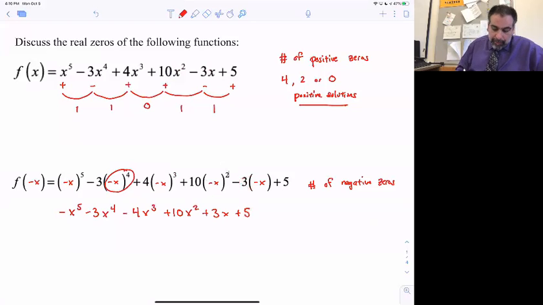So we are looking for the number of sign changes. So from here to here, actually, let me just really emphasize it. Negative on the first one, negative on the second one. On the third one, we're negative. Positive on the 4th, positive on the 5th, positive on the 6th.